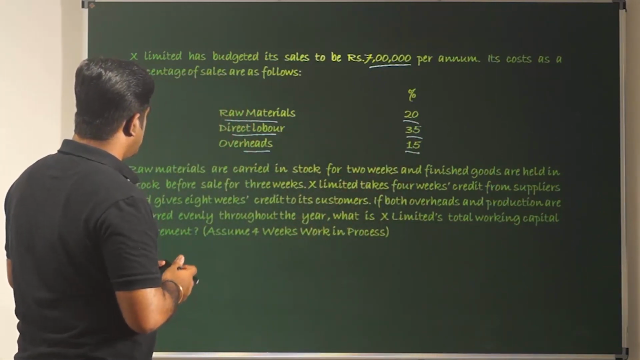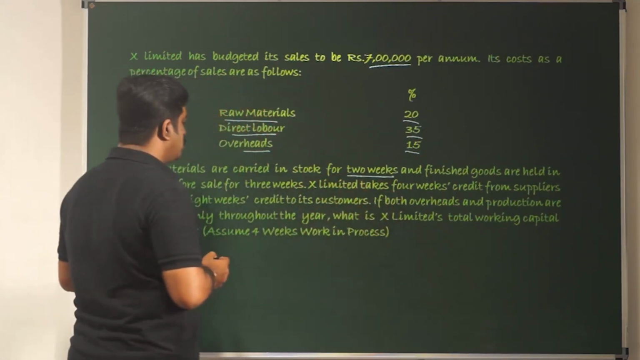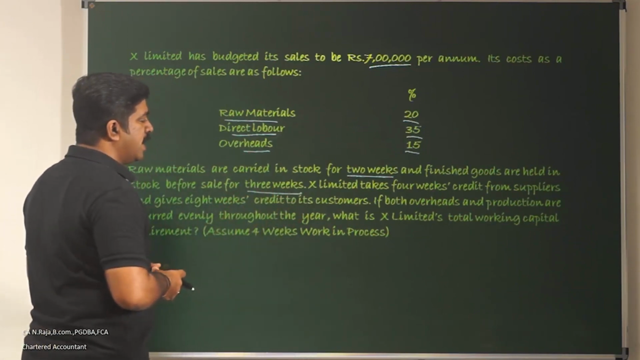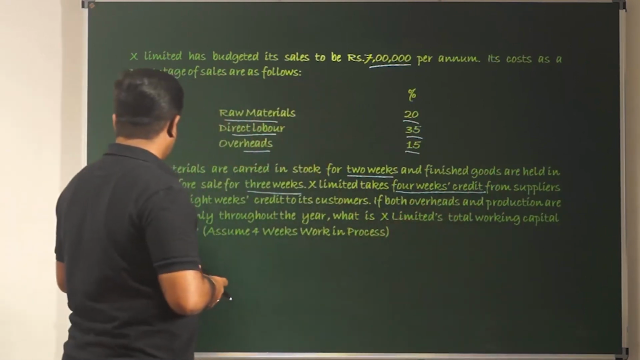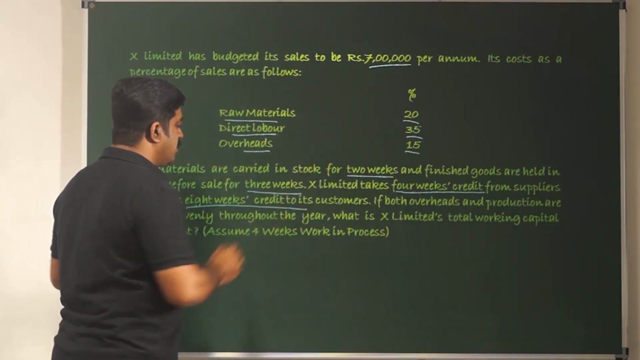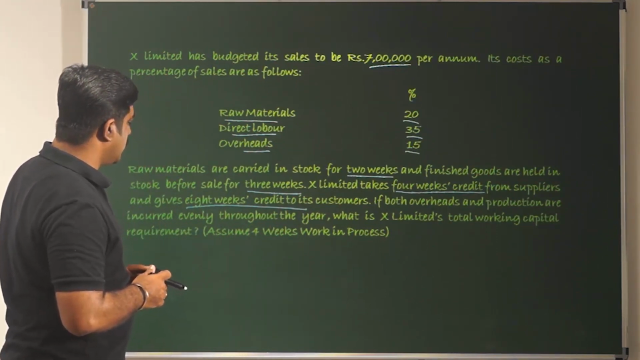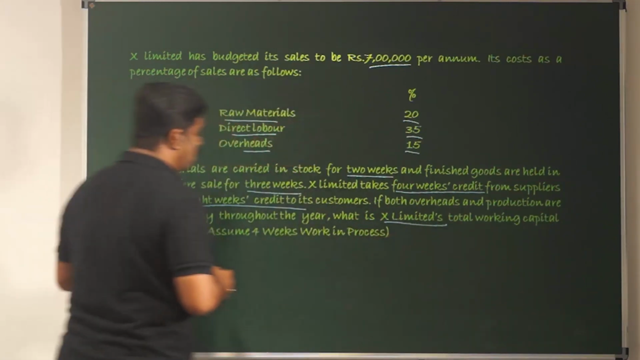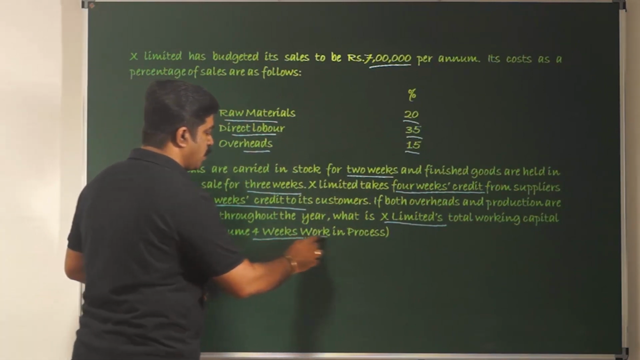Then we have the information that raw materials are carried in stock for a period of 2 weeks and finished goods are held in stock before sale for 3 weeks. X Limited is taking 4 weeks credit from suppliers and gives 8-week credit to its customers. If both overheads and production are incurred evenly throughout the year, what is X Limited's total working capital requirement? Assume 4 weeks work in progress.